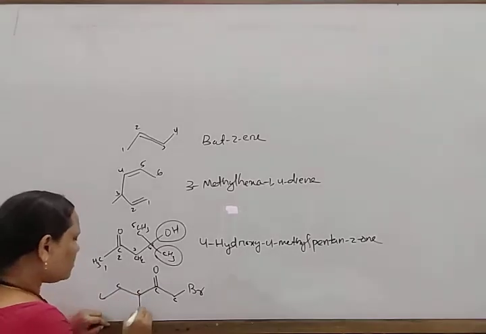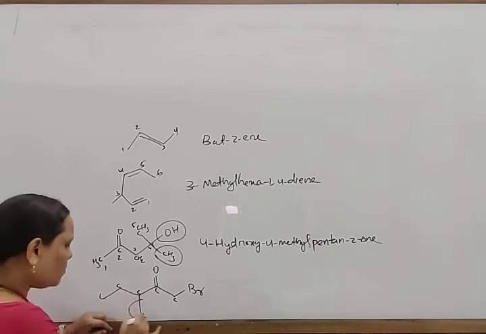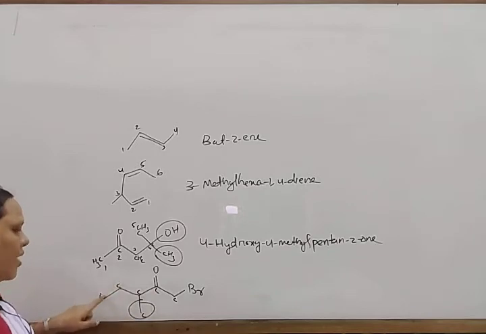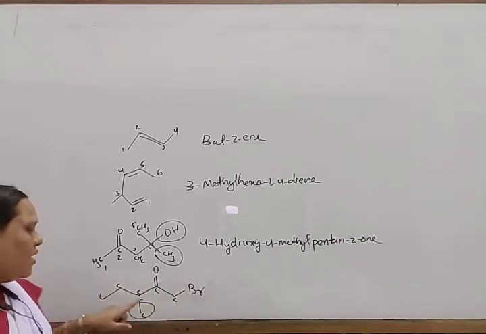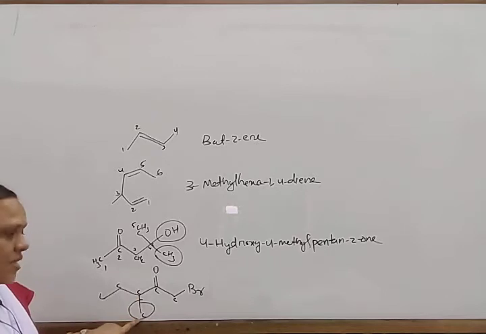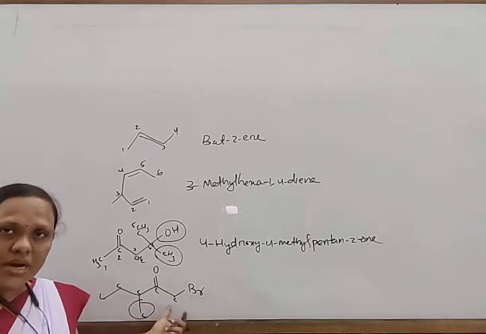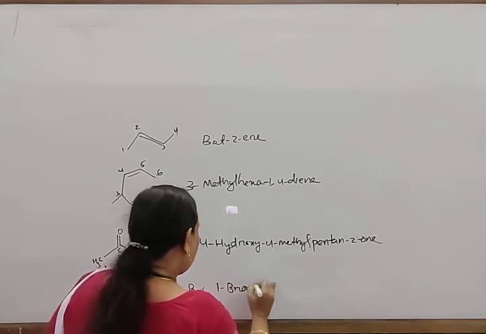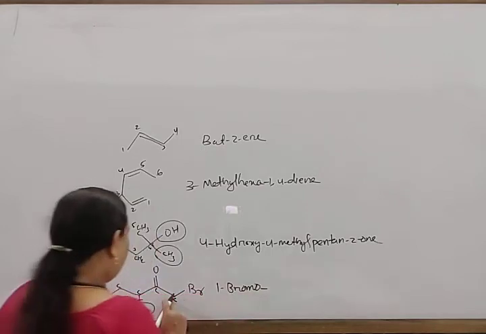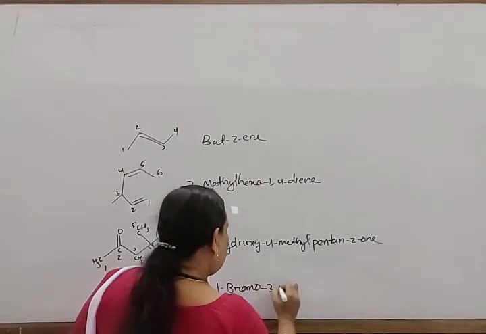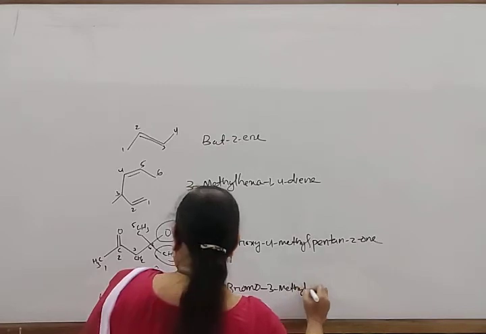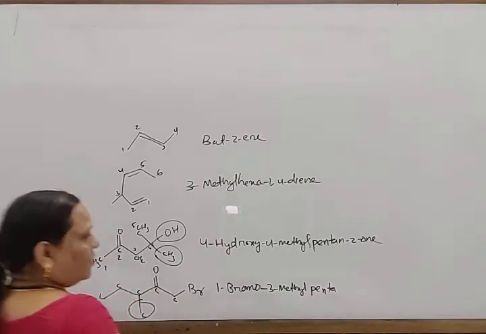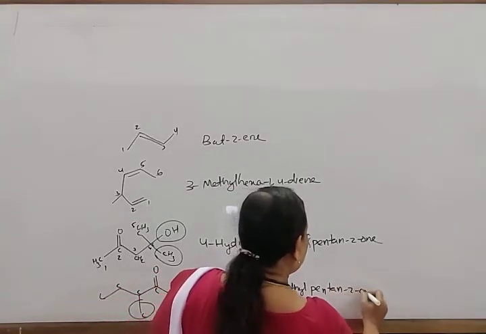Now this group is your substituent. In this way, starting from here 1, 2, 3, 4, 5. At one position bromine is there, and at this position methyl group is there. So bromo and methyl, bromo comes first in alphabetical order. In this way 1 bromo, then 3 methyl, pentan. So 1, 2, 3, 4, 5, pentan-2-one.